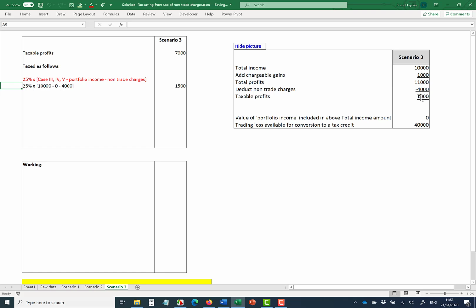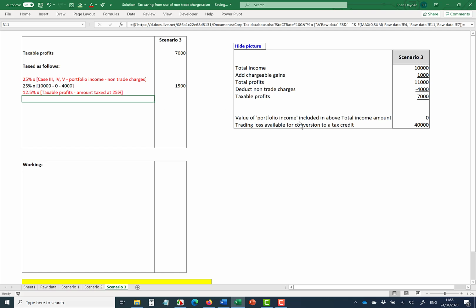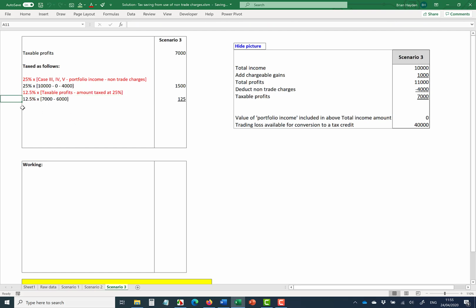Our taxable profits are 7, and we've already taxed 6, so we're going to have to tax a little bit at 12.5%. Okay, so 12.5% on taxable profits of 7 minus what we've already taxed up here, that's 6,000. So 12.5% of 1,000. So that gives us total tax arising of 1,625. And we deduct, okay, the 243B credit doesn't arise in this question. So we've got 1,625 here. And then we have to deduct the 396B. Now again, I just show the working for that.